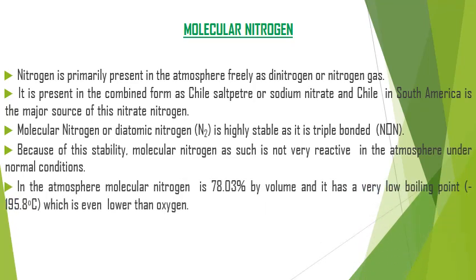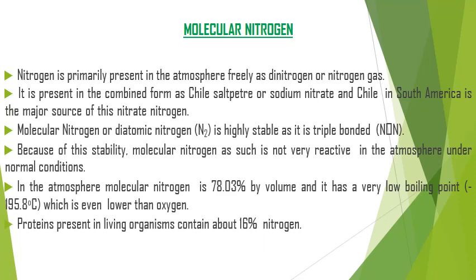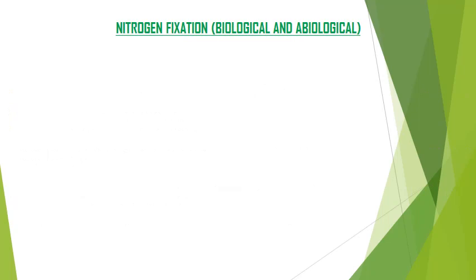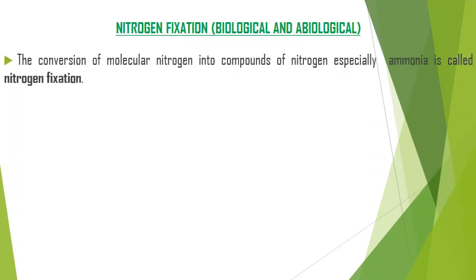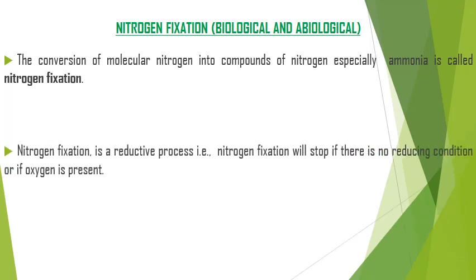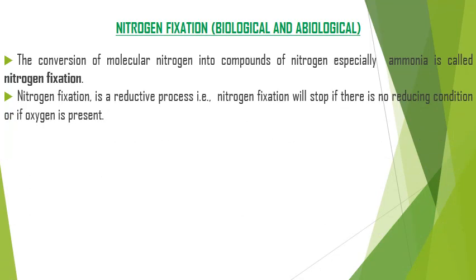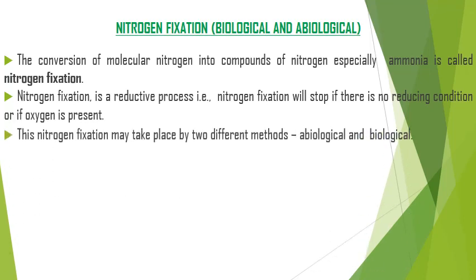In the atmosphere, molecular nitrogen is 78.03% by volume, and it has a very low boiling point, minus 195.8 degrees, which is even lower than oxygen. Proteins present in living organisms contain about 16% nitrogen. So, nitrogen fixation, the conversion of molecular nitrogen into compounds of nitrogen, especially ammonia, is called nitrogen fixation. Nitrogen fixation is a reductive process. It will stop if there is no reducing condition or if oxygen is present.